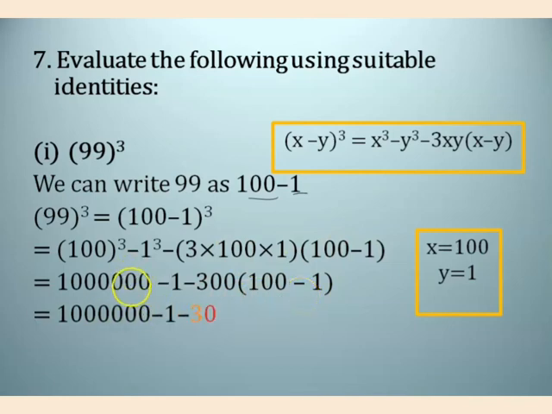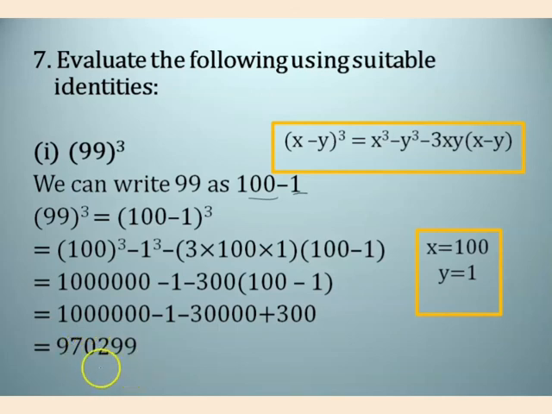So we are writing the same step again. Here you are simplifying this term alone. 300 into 100 is 30,000. 300 into minus 1 is 300. So we are going to do addition and subtraction. The answer will become 9,70,299.